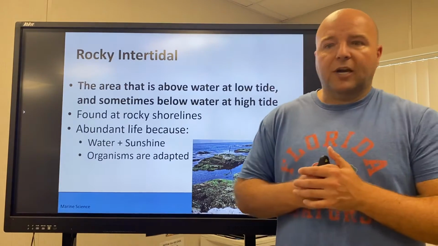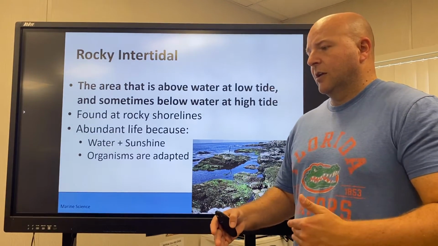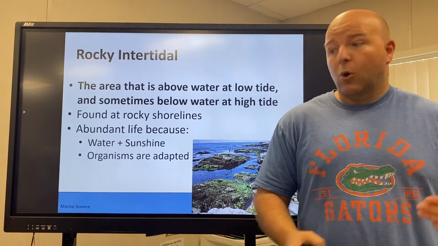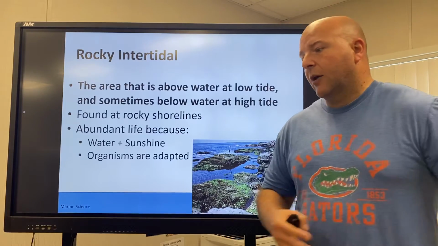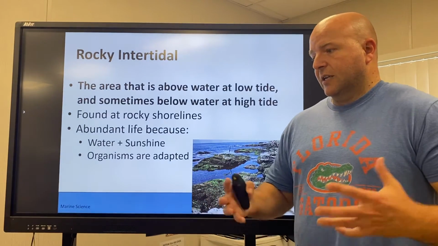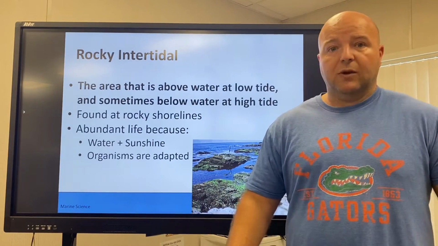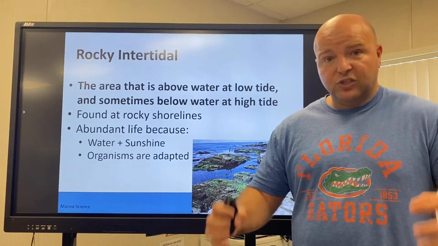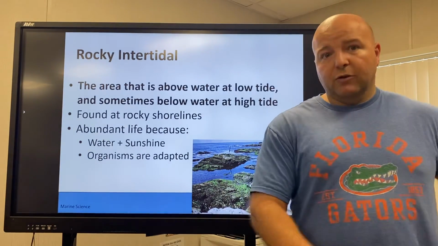Our rocky intertidal area is an area that is above water at low tide and then sometimes might be below water at high tide. As that water is coming in and out in rocky areas along the coast, that's going to impact the type of life that can be there. There are a lot of things that will live on and rely on just that ecosystem, that rocky intertidal zone, that never even go farther out.